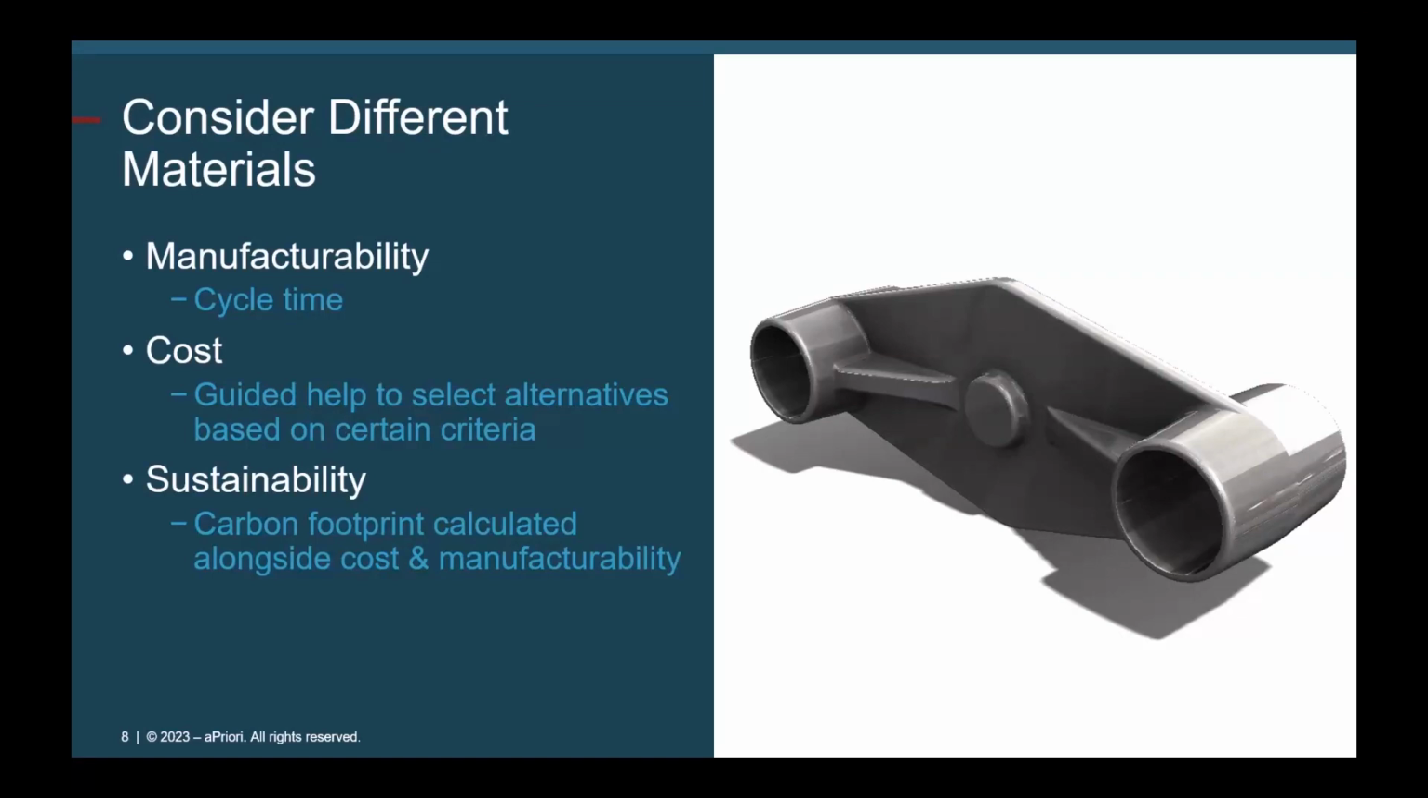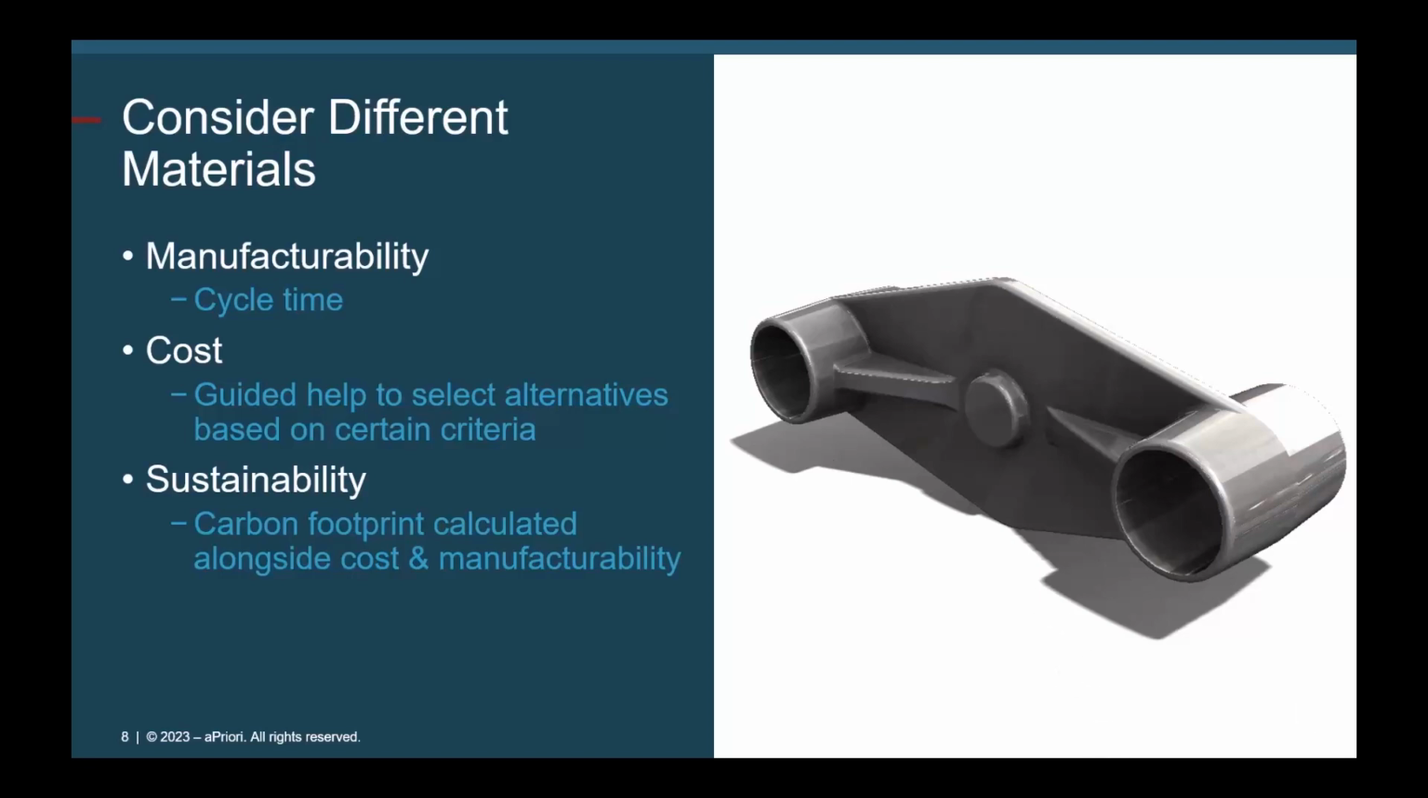So we've just touched on manufacturability, cost, and sustainability, looking at different materials. So you can go through and cost a material individually, or you can tell a priori to go off and cost the part with all of my materials and come back with that lowest cost feasible material. All the while calculating sustainability. So you can understand the impacts of material change on manufacturability, cost, and sustainability.